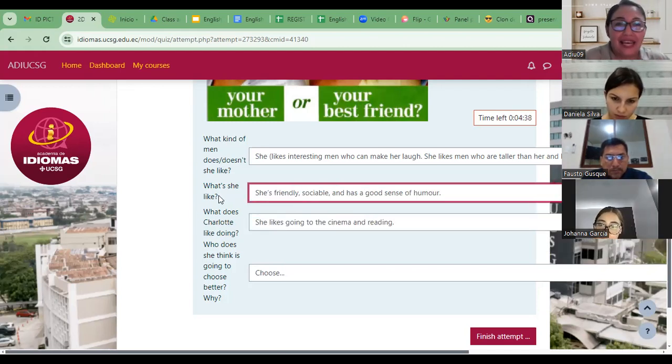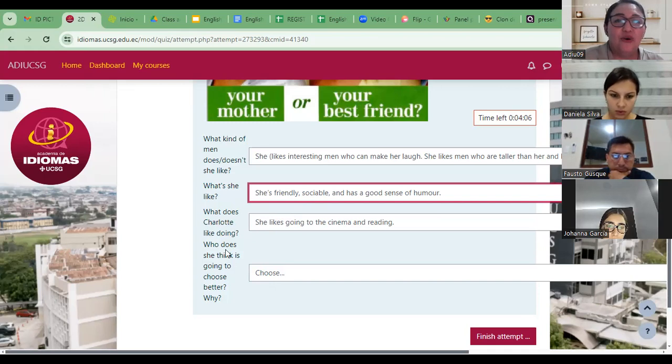Ajá. Aquí a veces puede haber una confusión en inglés. Cuando la pregunta es, how does she look like? Es como la apariencia física, physical description. Pero cuando en inglés preguntamos así, what's she like? Como que, ¿cómo es ella? Then it's not physical, but it's like her personality description. So that's why it's she's friendly, sociable, and has a good sense of humor. So that's her behavior. I mean, that's the way she is, her personality.